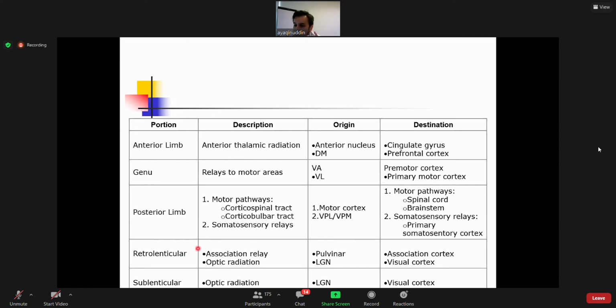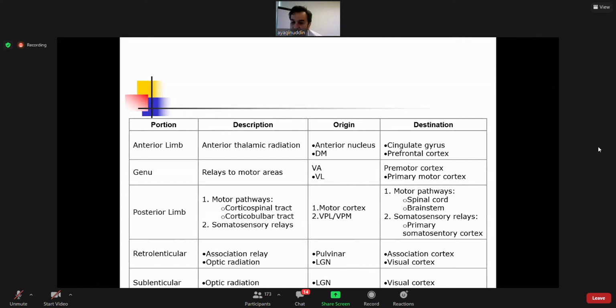So you are basically seeing optic radiation and the association relay, which is coming from the pulvinar. The retrolentiform part has fibers which originate either from the pulvinar or from the lateral geniculate nucleus. If they are originating from the pulvinar, they are going to all association cortices: the parietal association cortex, the temporal association cortex, and the occipital association cortex. If they are originating from the lateral geniculate body, the optic tracts are coming and ending in the lateral geniculate body, and then they are going to the primary visual cortex, which is area 17.